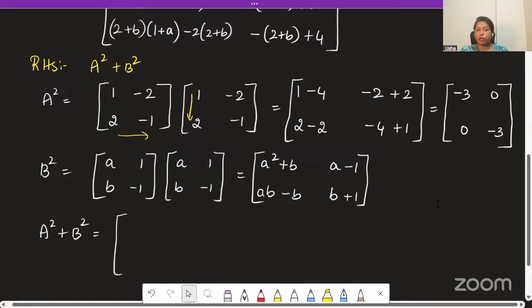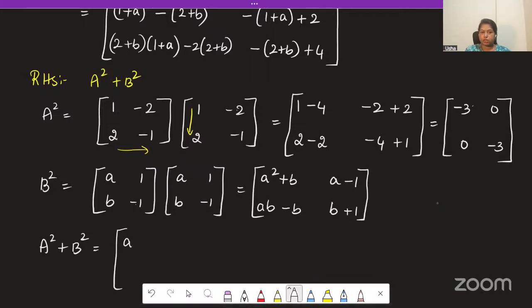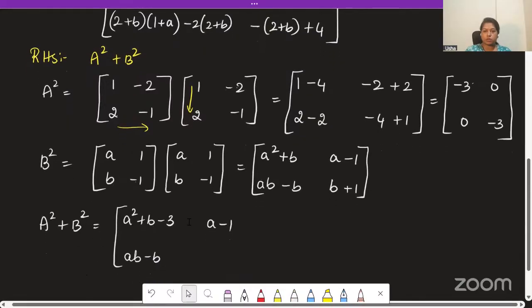Right. Now we have to add a square and b square. The corresponding elements we will add. This minus 3 we are supposed to add with a square plus b. So this is a square plus b minus 3. Next, a minus 1 is added with a 0, which gives you a minus 1. Next, ab minus b and 0 we will add, which is just ab minus b. Next, we have b plus 1 minus 3, which is b minus 2. This is a square plus b square.